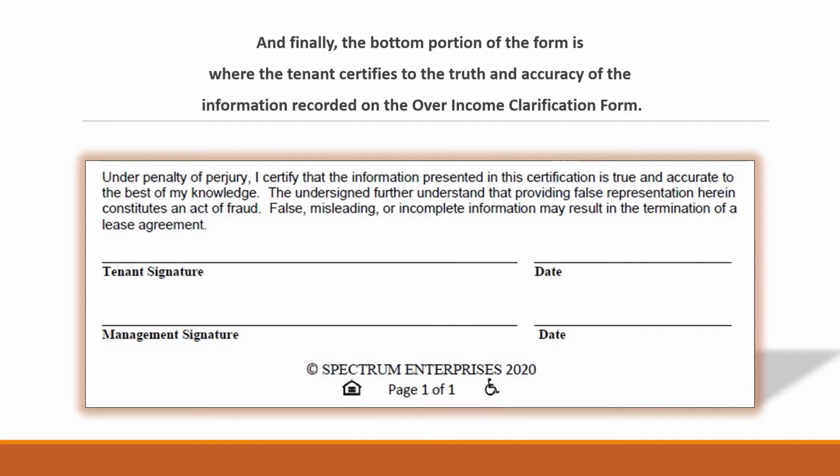And finally, the bottom portion of the form is where the tenant certifies to the truth and accuracy of the information recorded on the over-income clarification form.